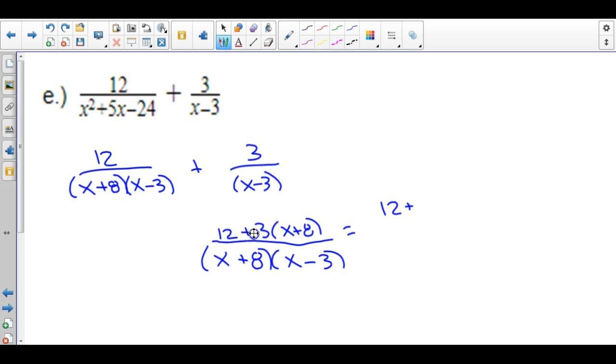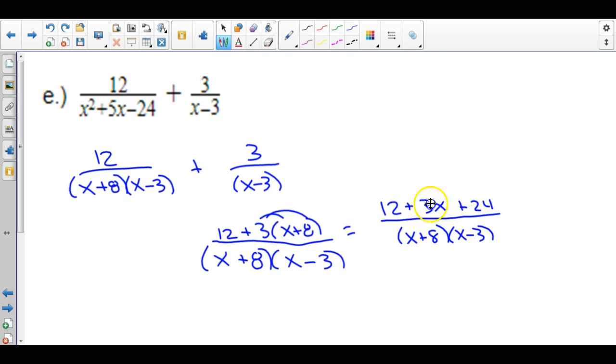Be very careful with your algebra and order of operations, so that we don't add 12 and 3 and make it 15 and then distribute 15. We're doing order of operations, which says I should distribute that 3 across. And we get this. And then on my denominator, I'm left with x plus 8 times x minus 3.